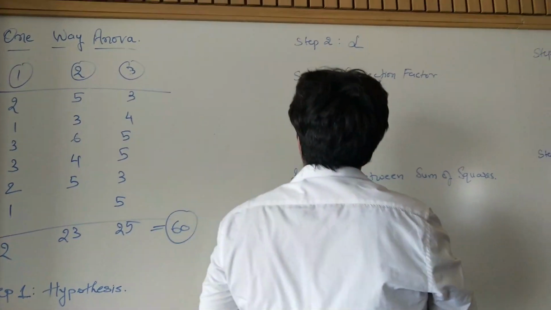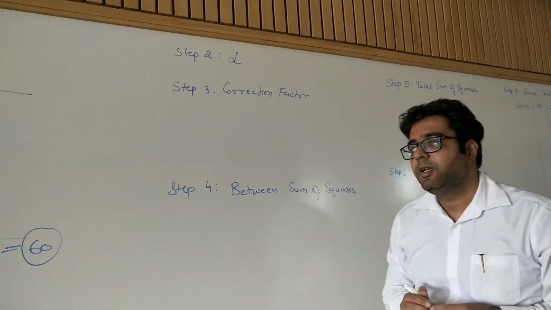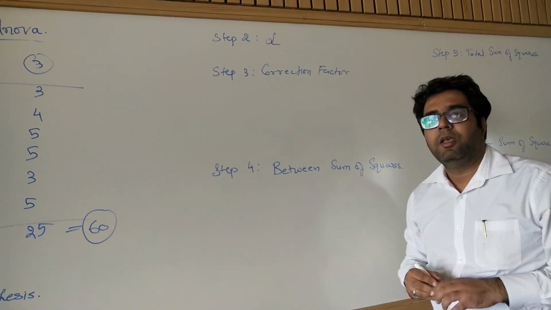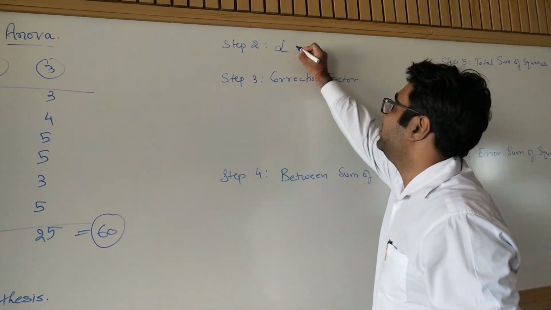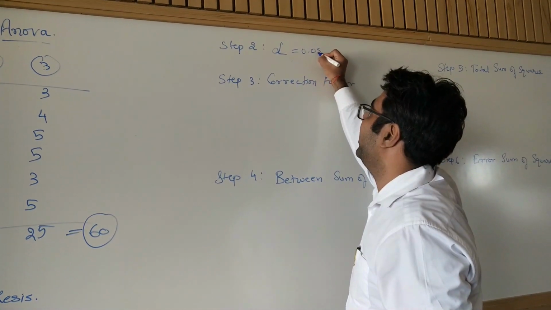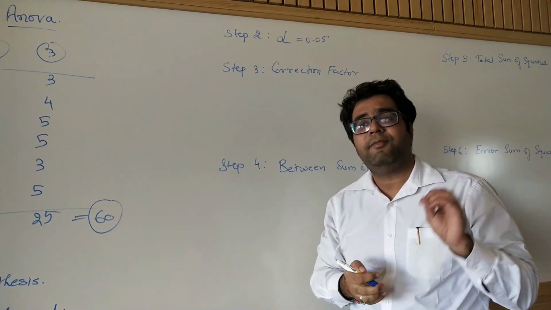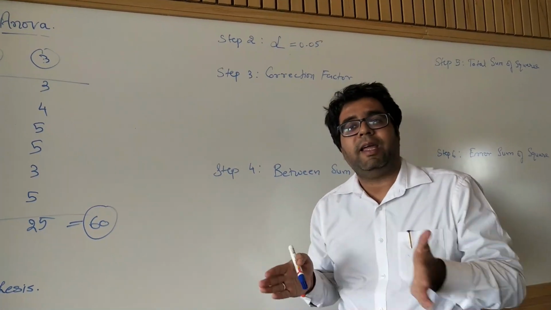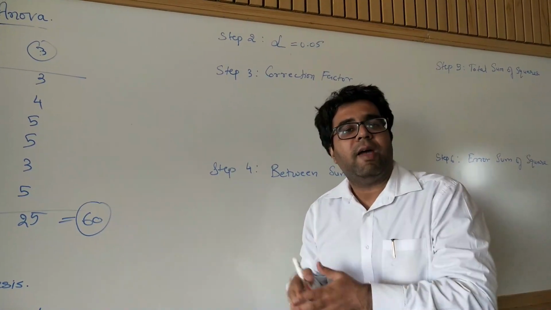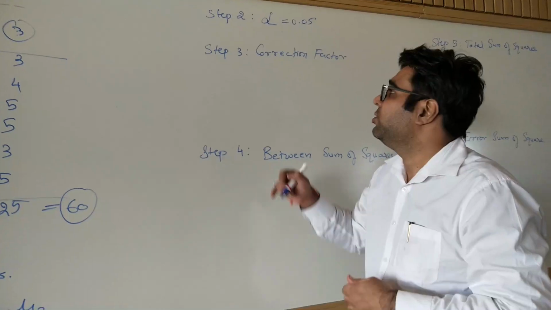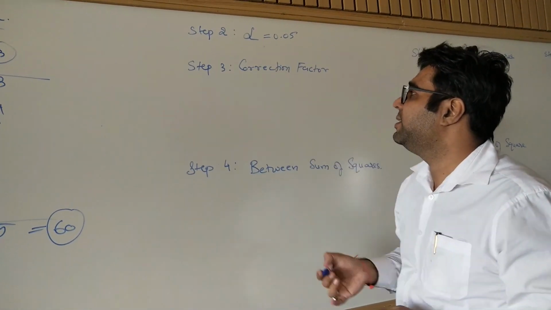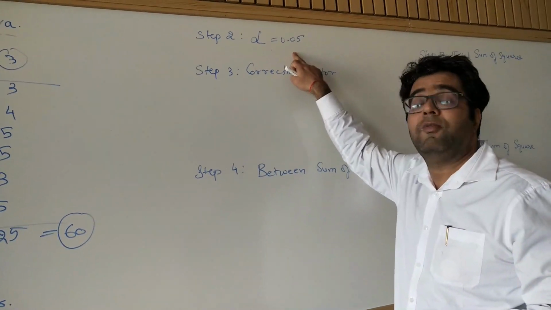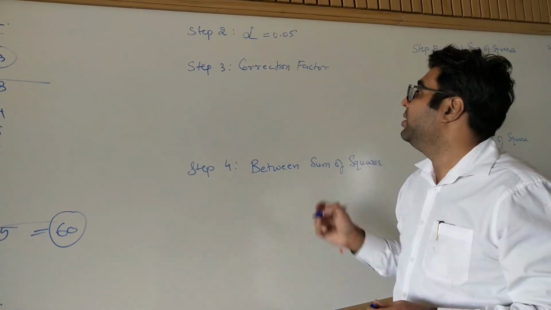Now step 2 is again very important. It is basically alpha, which is highlighted in the question. Most of the time it is 0.05. So we are saying that there can be a 5% chance of error, but 95% is the acceptance region. So that was our alpha. It can be given in a question. If it is not given, just go with 0.05.